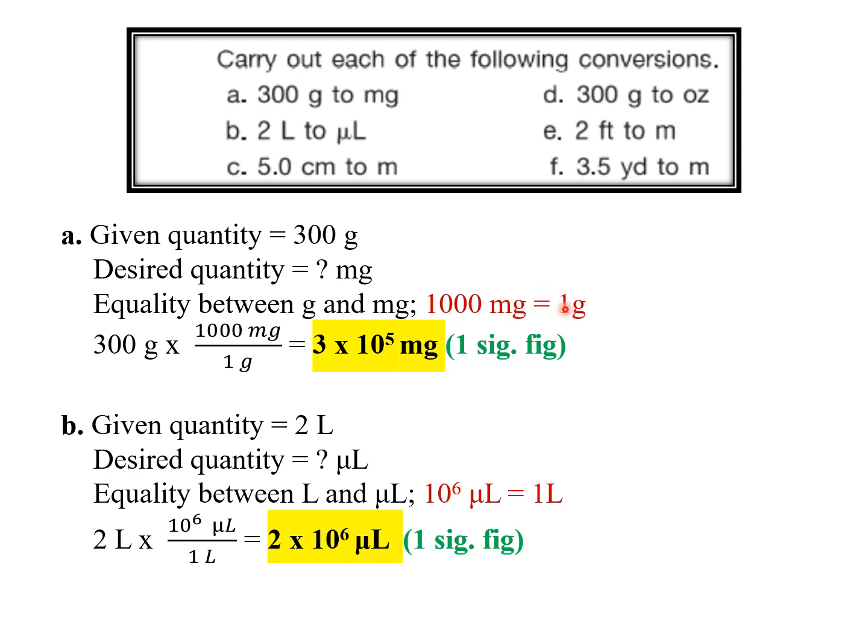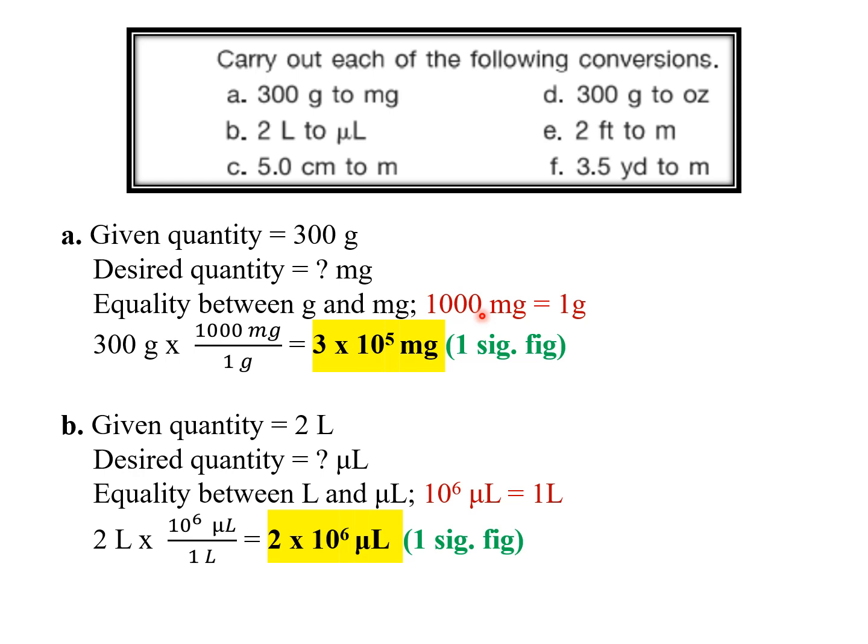We call this an equality. So 1000 milligrams equals 1 gram. If you use one equality, we can build two conversion factors. What is the meaning of conversion factor? A conversion factor means the equality written as a fraction. 1000 milligrams divided by 1 gram is one fraction. Another way you can write the second fraction: 1000 switches into the denominator, and 1 gram goes to the numerator. So 1 gram divided by 1000 milligrams is the second conversion factor. That's how an equality is used to build two conversion factors.